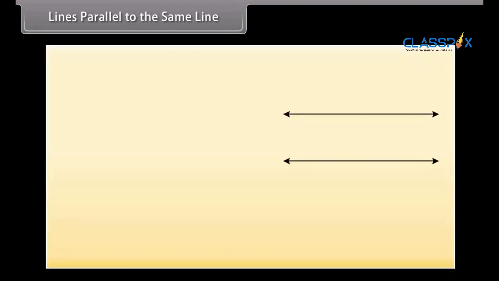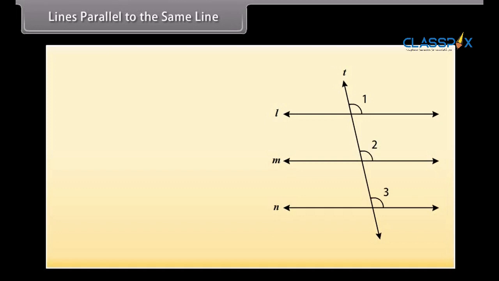Lines parallel to the same line. Let us now check that if two lines are parallel to the same line, then they will be parallel to each other. Look at this figure. Here line M is parallel to line L and line N is parallel to line L. Let us draw the line T transversal for this line L, M and N. It is given that line M is parallel to line L and line N is parallel to line L.